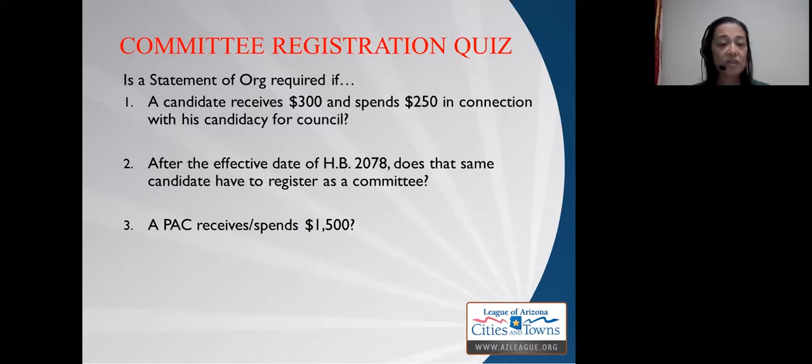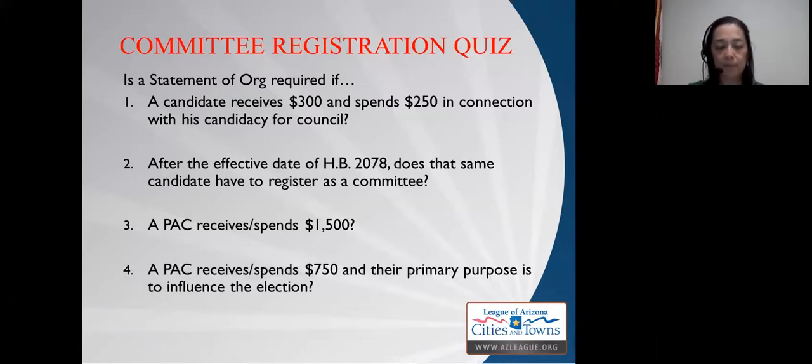So what if you have a political action committee and they receive and spend $1,500? Would they have to file a statement of organization? And this answer is really, it depends, because you have to then look at what is their primary purpose. If you go through those factors and you find that they're influencing an election, that's their primary purpose, and they're over the threshold amount, then yes, they would have to file a statement of organization. But it all depends on that primary purpose.